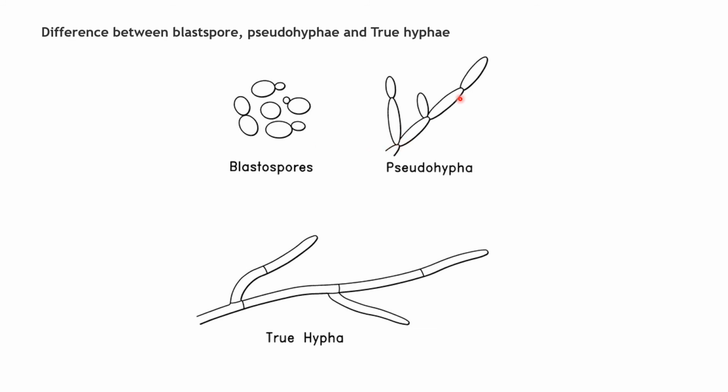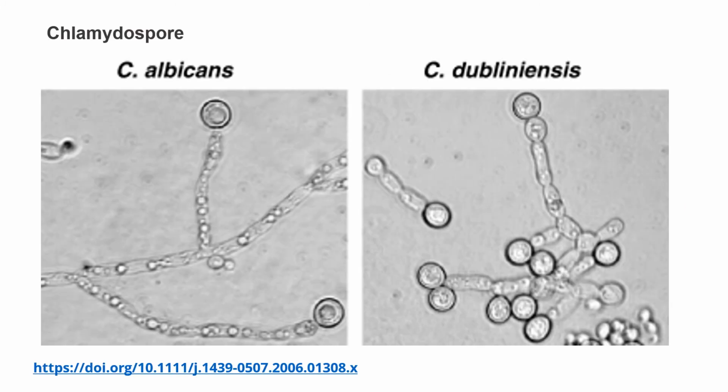And yeah, pseudohyphae, I already explained this, and later I'll show it again. And this is the true hyphae. Okay, so this is chlamydospore. Again, chlamydospore could form within the hyphae or at the terminal part. And so Candida albicans and Candida dubliniensis, if you see this structure, this is a chlamydospore. And chlamydospore is a method of producing substantial resting spores very quickly. Okay.